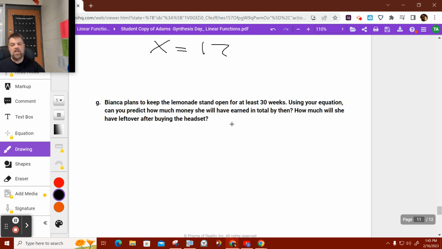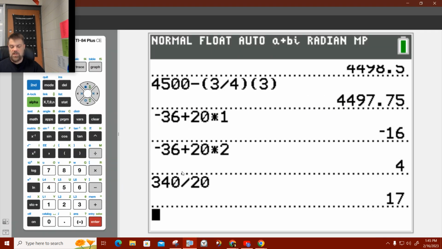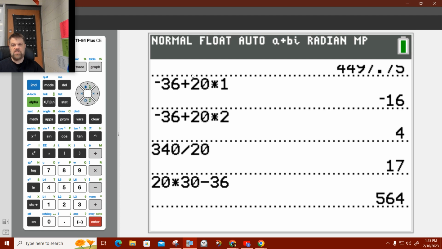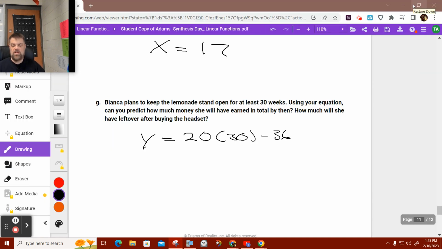Same as above. She plans to keep it for 30 weeks. Using your equation, how much money will she have earned by then? So we say y is equal to 20 times 30 minus 36. Plug that in our handy-dandy calculator. 20 times 30 minus 36. What is that? 564. So that means y will equal $564.